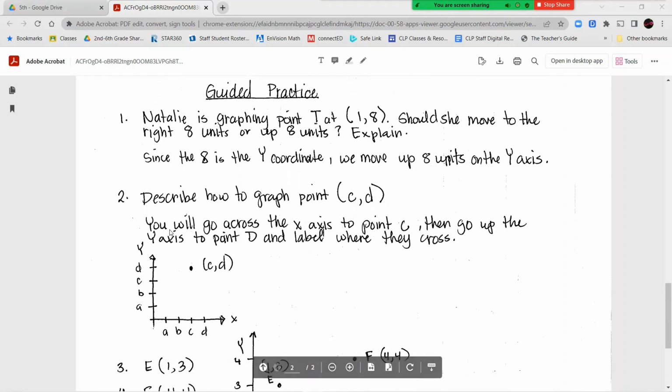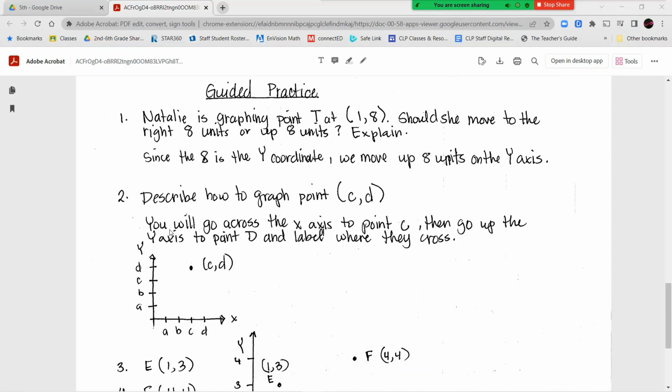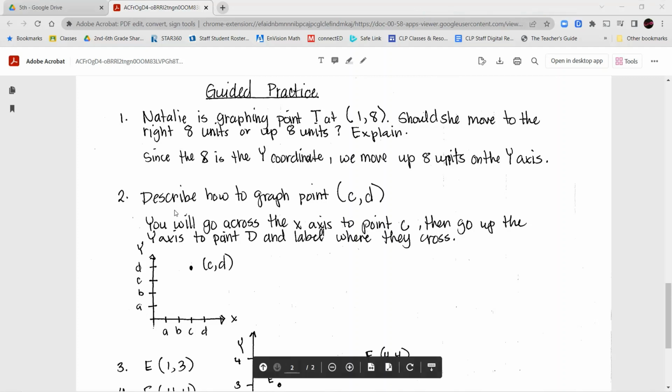All right, let's look at our guided practice. Our first question says, Natalie is graphing point T at 1, 8. Should she move to the right 8 units or up 8 units? Explain. So since the 8 over here is located in the y coordinate location, that means we're going to move 8 units up on the y-axis.